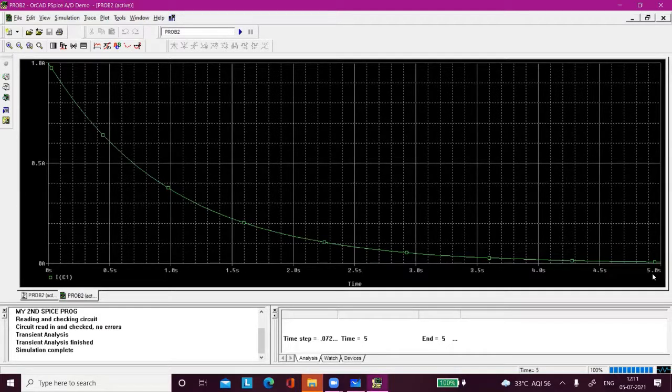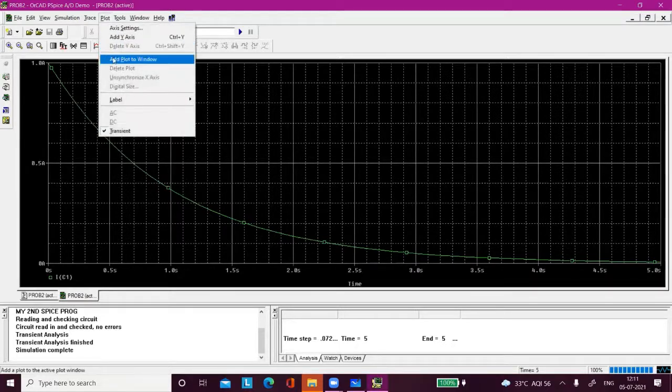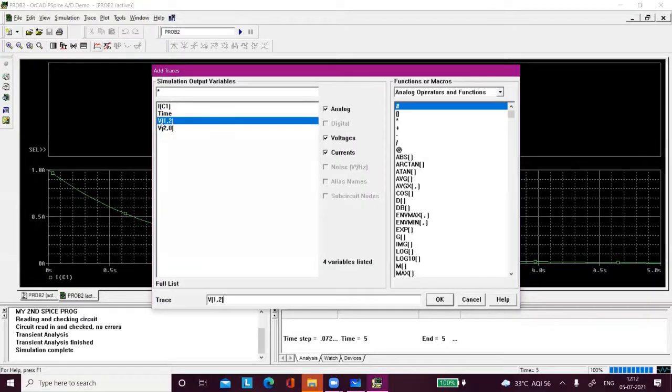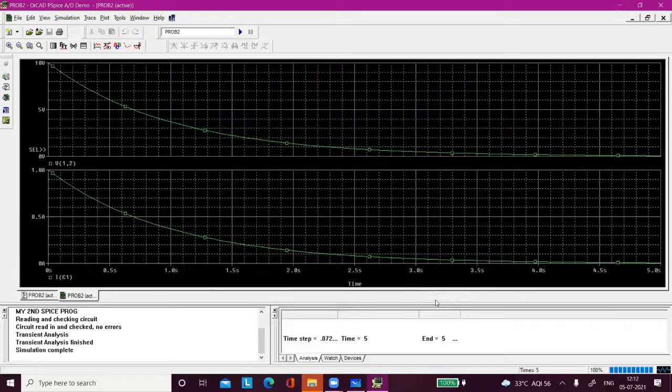Now again go to plot, add plot to window, because we will plot voltage. Now go to add trace, V12. This is the voltage across resistance. The voltage across resistance will have the same nature as the current, because VR is R into I. R is 10 ohm, and this is the current response; you just multiply with 10 and you will get VR.